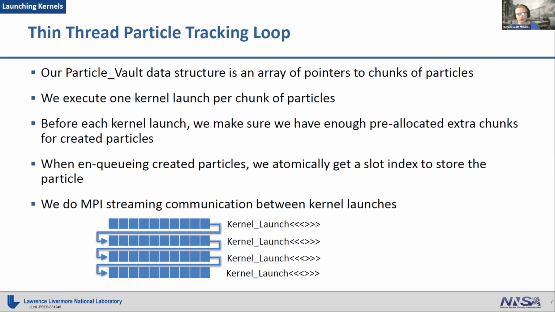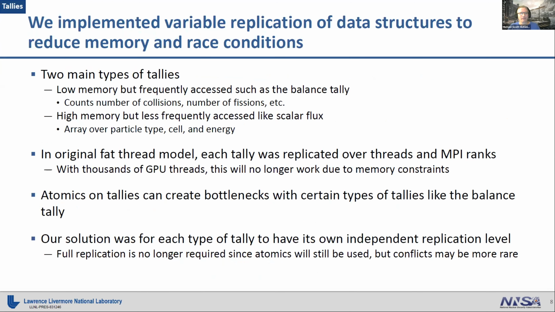Now we do a kernel launch on a chunk, do the work, and then in between kernel launches, we do MPI streaming. So this changed our MPI streaming as well from what we had before. But we're at the point now where the thin thread is, as far as we can tell, as fast as our older fat thread model, so we're going to switch to it by default everywhere. Memory was an issue. Now that we had to start using atomics, we were creating bottlenecks, so we had to play around with replication and with atomics, and I'll go into a little bit more of that later.